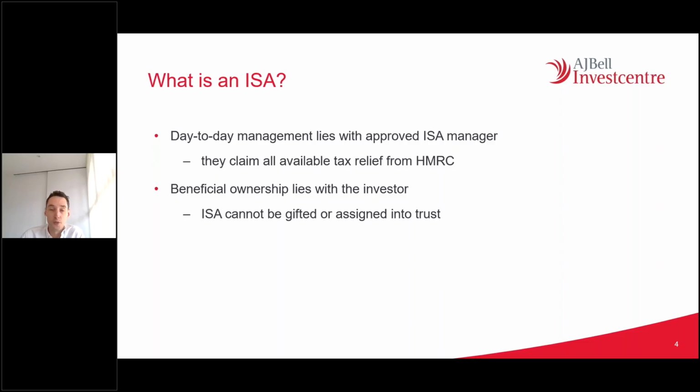And another important note is an ISA, because it's an individual savings account, the beneficial ownership lies with the investor. So that means a couple of things. So you can't have a joint ISA, for example. It's just an individual account, and ISAs can't be assigned to a trust or into a bond or anything like that. It's just a very simple tax wrapper in terms of things like that.